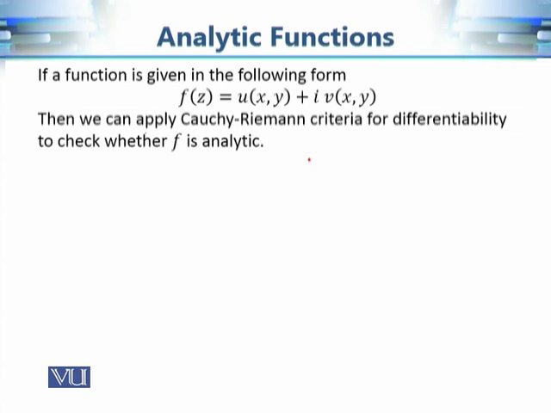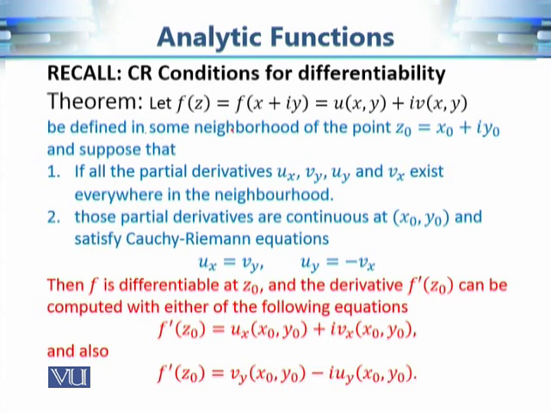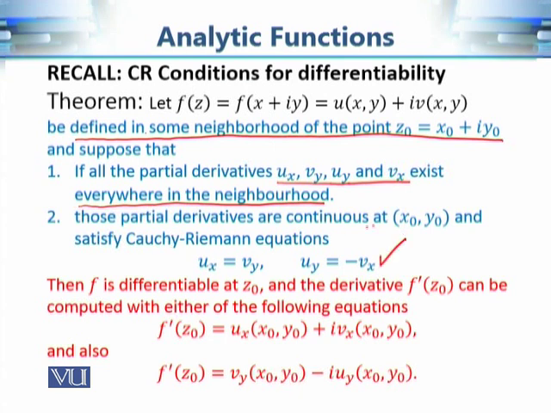Now let's have a look at what this criteria is. If a function is defined in some neighborhood of the point where we want to check the differentiability, that is the first condition. The second condition is that all the partial derivatives ux, vy, uy, vx must exist everywhere in the neighborhood, and the third condition is that the partial derivatives are continuous and the Cauchy-Riemann equations are satisfied. If these conditions are satisfied, then the function is differentiable.